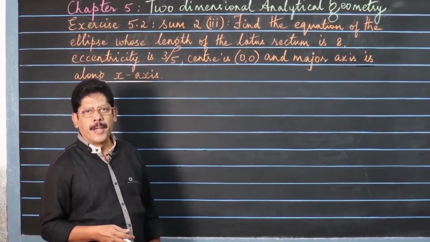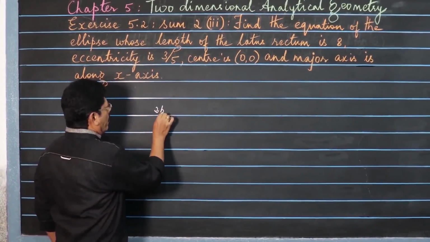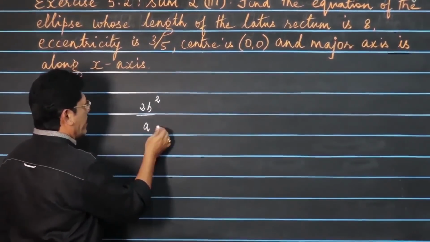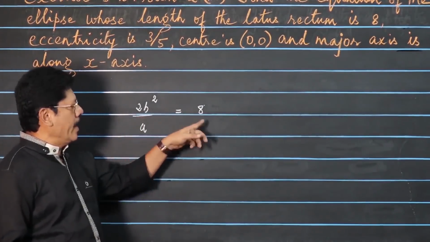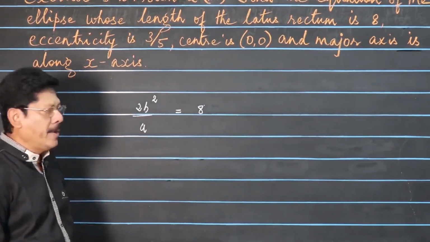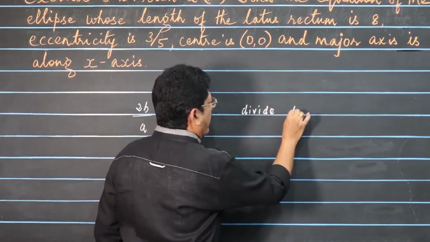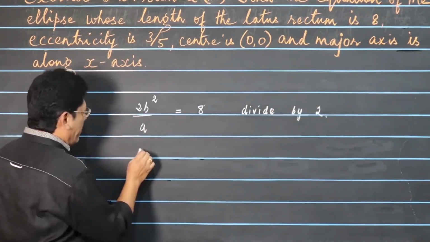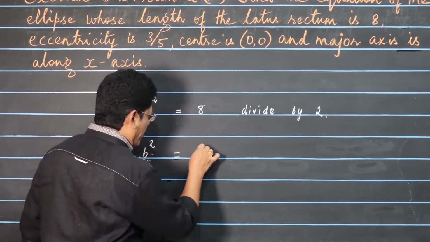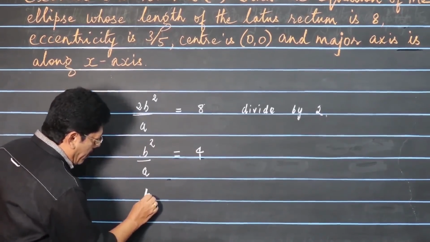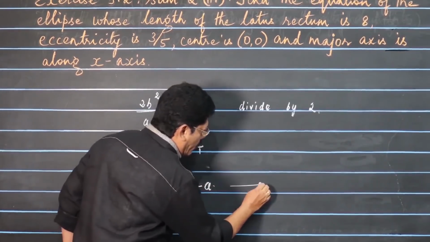Equating the length of the latus rectum 8 with the formula 2b squared by a: 2b squared by a is equal to 8. Now if you see 2 and 8, divide the equation by 2. Therefore, b squared by a is equal to 4. On cross multiplication, b squared is equal to 4a. So this will be equation 1.